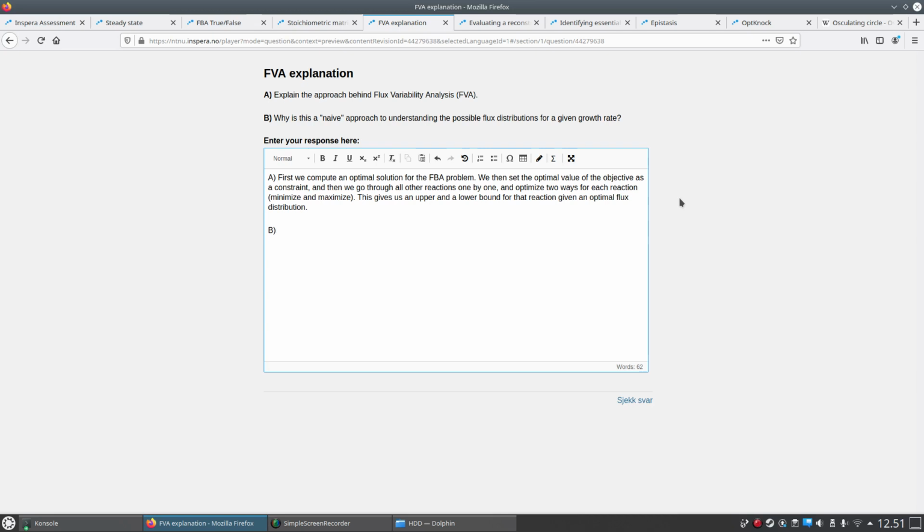Now the question is, why is this a naive approach to understanding possible flux distributions for a given growth rate? Well, this is because we only get the variability of reactions one by one. We only get bounds for each reaction in isolation. And what we can have is two different reactions. Suppose we have two reactions with flux bounds V1 max, V1 min, V2 max, and V2 min.